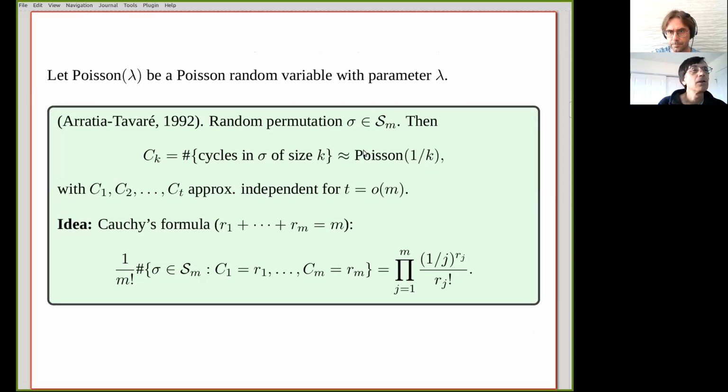What about cycles of random permutations? Well, this also has this Poisson statistic. If we look at C sub k, which is the number of cycles of size k in a random permutation, this also behaves like a Poisson random variable with parameter 1 over k. And moreover, as was proved by Arratia and Tavaré in 1992, these are approximately independent as long as T is small compared with m, the size of the symmetric group. So for small cycle lengths, this vector behaves similarly to a vector of independent Poisson variables with these parameters 1 over k.